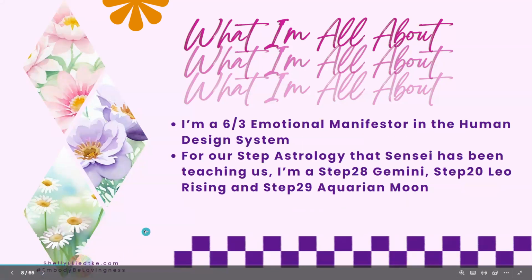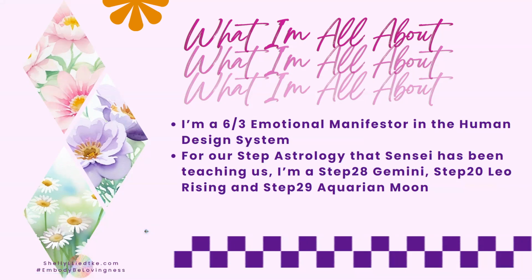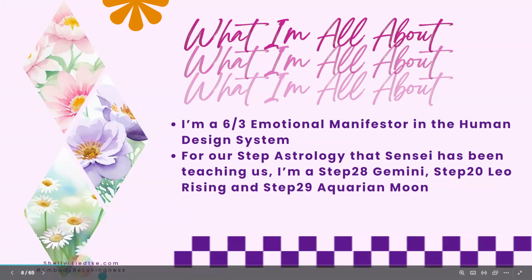I'm also a 6/3 emotional manifestor in the human design system, and for our Step Astrology in the Series Joy community, I am a Step 28 Gemini, Step 20 Leo rising, and Step 29 Aquarian moon.